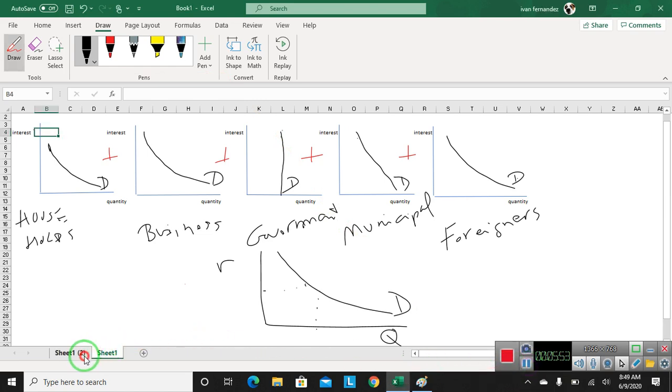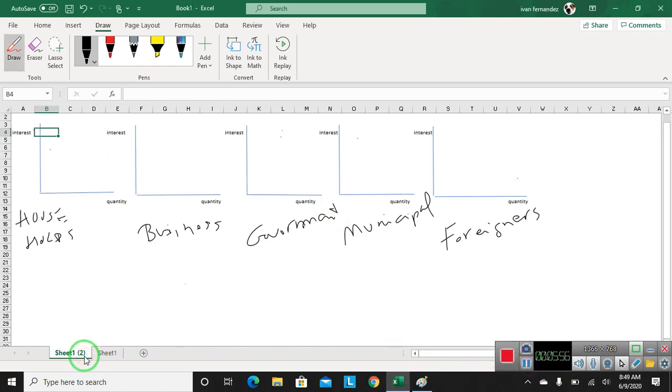Now what about supply? Supply is going to be very similar, right? Because households supply money, businesses supply money, government supplies money, municipal supplies money, and foreigners supply money as well. When do we supply money? We supply money when we save our money, when we invest our money. If you have money in your bank account currently, that's part of the money supply. You're supplying the money to the system. Okay, the bank takes that money and uses it to create loans and other things.